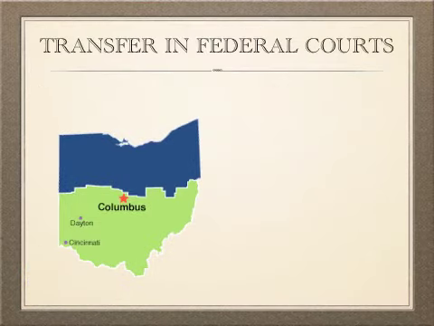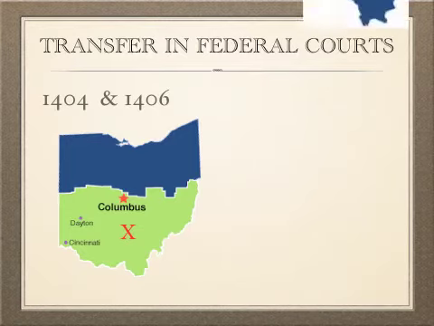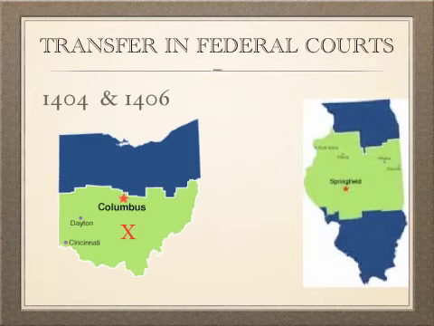Let's focus on transfer in federal courts. Let's assume we are going to file in the Southern District of Ohio. We'd look for transfer of venue to another district court under the transfer provisions in federal courts, which are 1404 and 1406. So if we wanted to move from the Southern District of Ohio over to the Central District of Illinois, we'd have to comply with either 1404 or 1406.